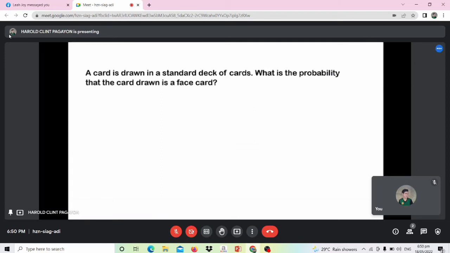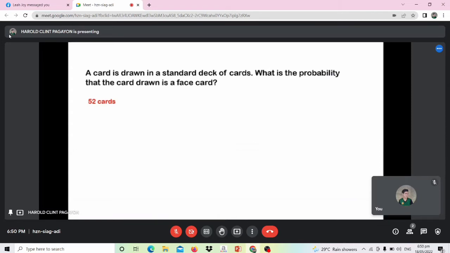Next, we are now at our third and final example. A card is drawn from a standard deck of cards. What is the probability that the card drawn is a face card? As we all know, the standard deck of cards has a total of 52 cards. But that's not what we are looking for.